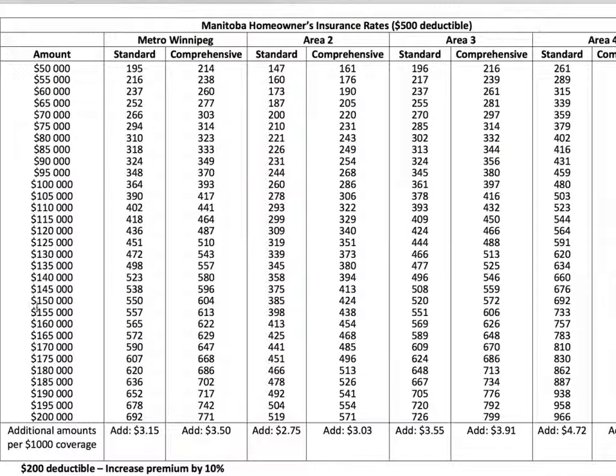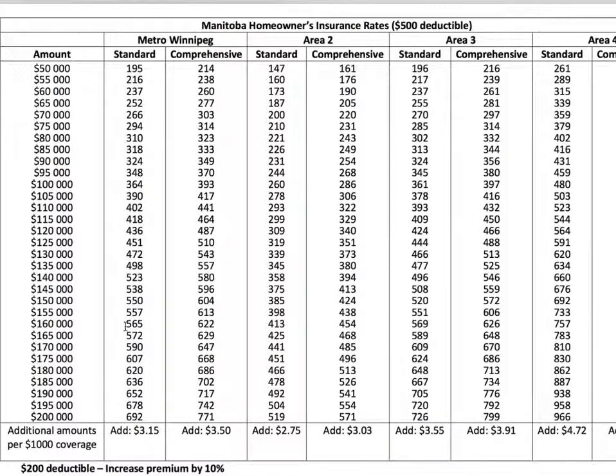But when we're doing this in class, we look in here, and the first thing you want to look for is the amount you want to insure. And you can see here, there's $160,000. Now you live in Winnipeg, the question said, so we look under Metro Winnipeg, and you wanted standard insurance. So going down that column, I see $565. Note that if you wanted comprehensive insurance, that costs a little bit more, for the simple reason that comprehensive covers more types of incidents that can befall your house. So it costs a little bit more.